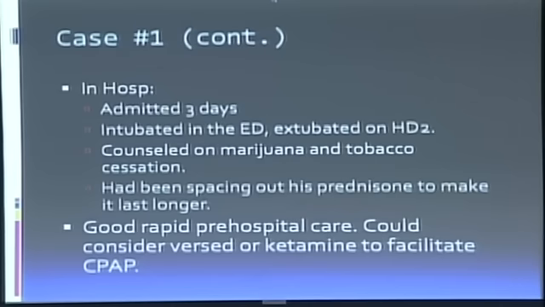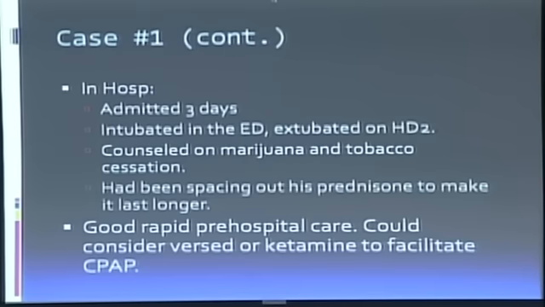As a reminder, this is a patient that can benefit from CPAP. So if the patient is not tolerating it, not working with coaching, remember you have orders for Versed or ketamine to facilitate that, especially in someone with a history of asthma. Ketamine is a good choice because it's got a bronchodilating effect as well.